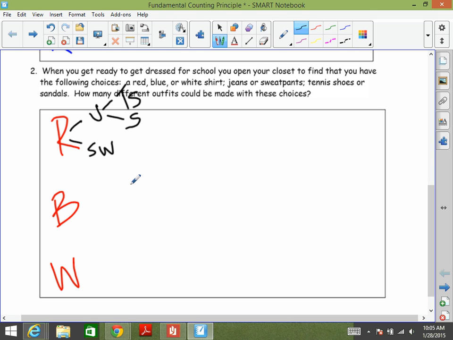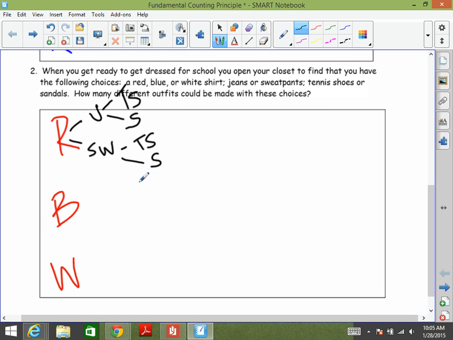Let's see how many outfits that would be so far. Red shirt, jeans, tennis shoes. That's one outfit. Red shirt, jeans, sandals. That's 2 outfits. Now, let's say I do red shirt, sweatpants. What kind of shoes? Tennis shoes. That's a 3rd outfit. Red shirt, sweatpants, and then sandals. That's the 4th outfit. Woo!